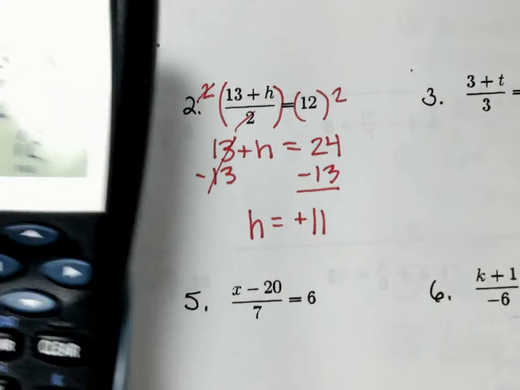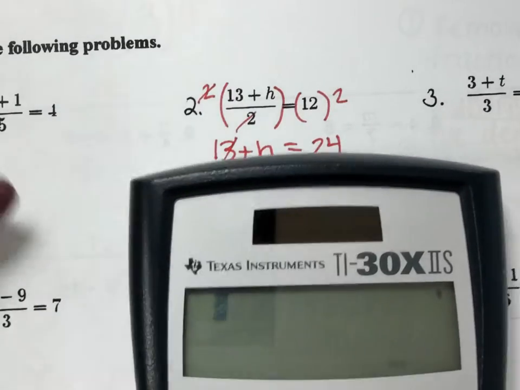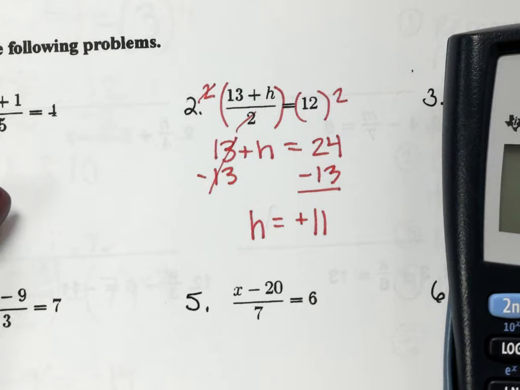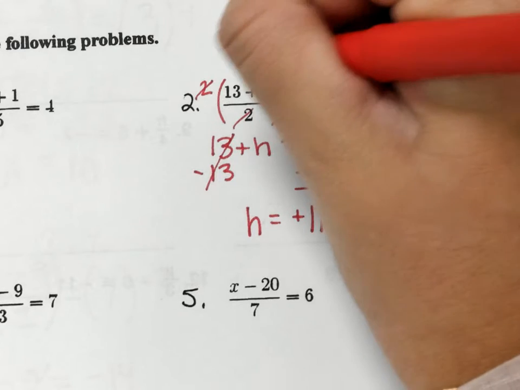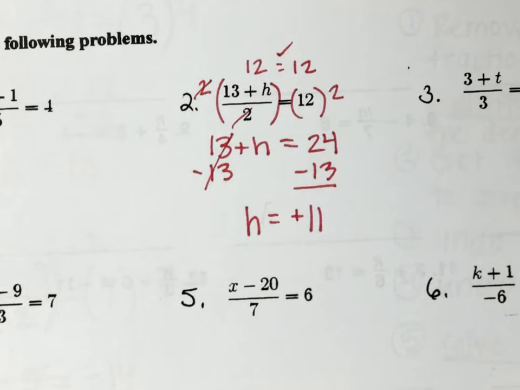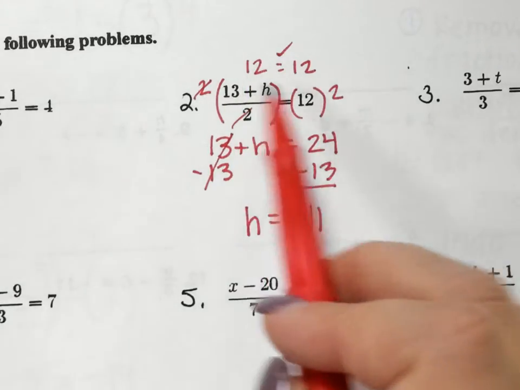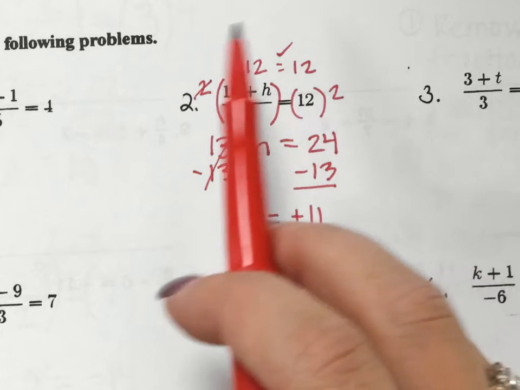Alright, so if I want to check it, remember that means I've got 13 plus 11, which gives me 24. And then divide that by 2, which gives me 12. So that means 12 is equal to 12. And my answer is correct. Remember, I want to see this 12 equals 12 check. So that's what you're doing to check your answer.